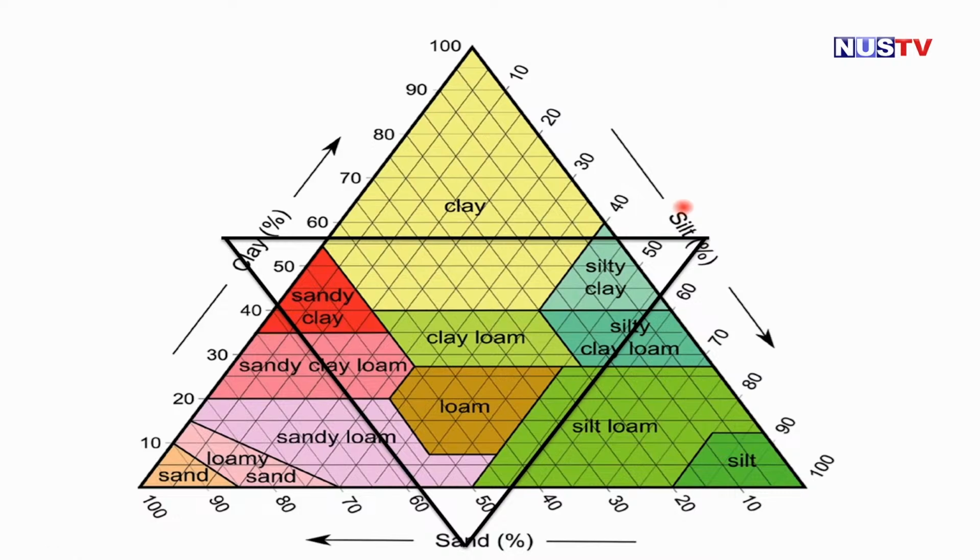When connecting the three lines, it forms a star as you can see on the triangle. But for the boundaries of texture class inside the triangle, they are fixed as it is.